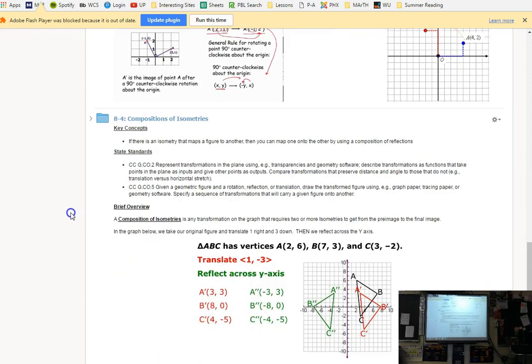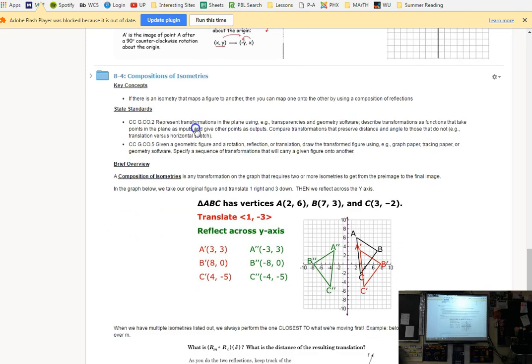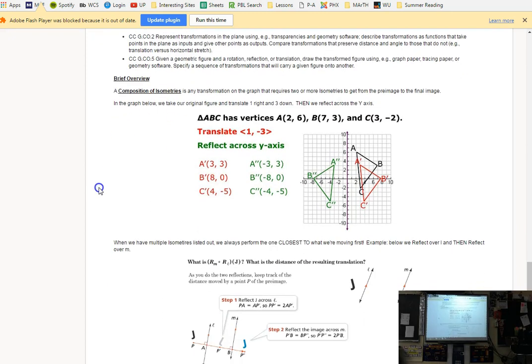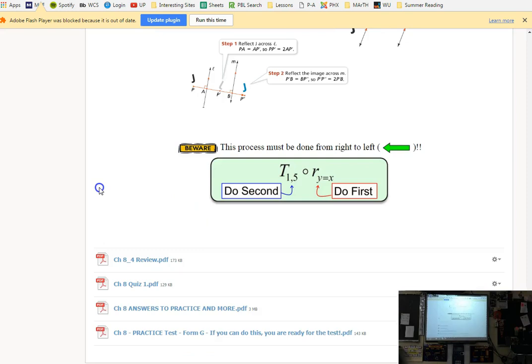8.4, composing those. An isometry is when you do something like a translation, a rotation, a reflection, so you compose them, put them together. Any questions from any of 8? Chapter test, quizzes, any of that?